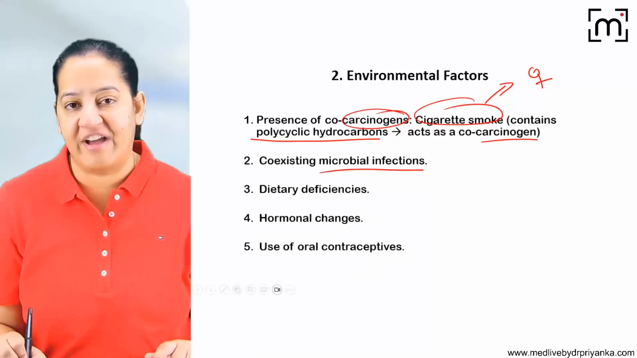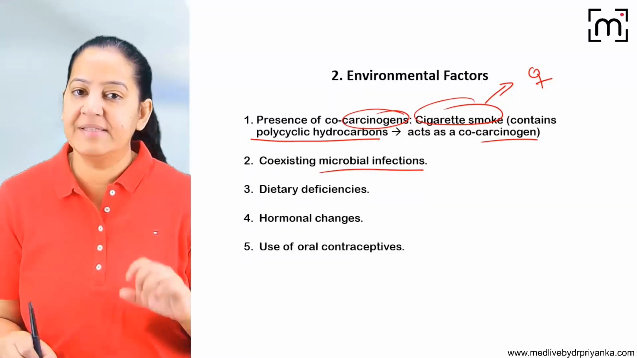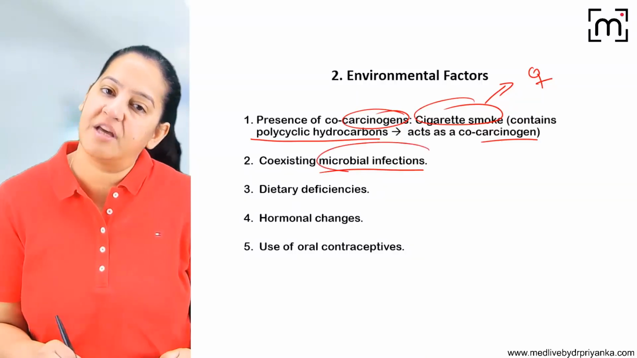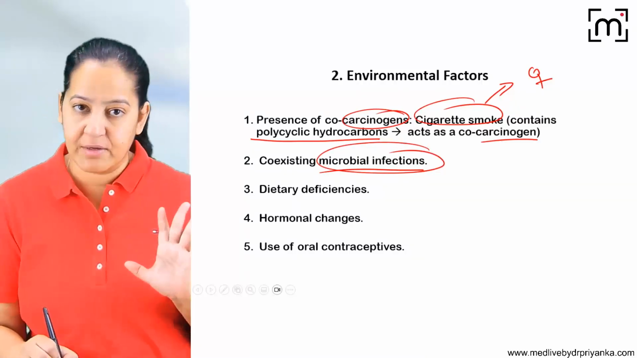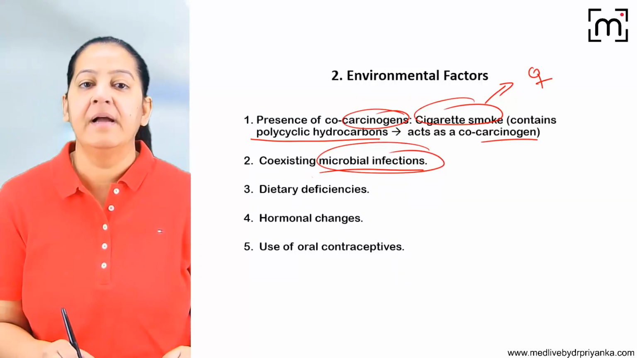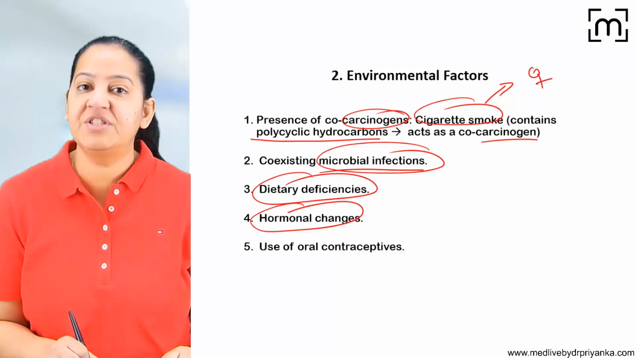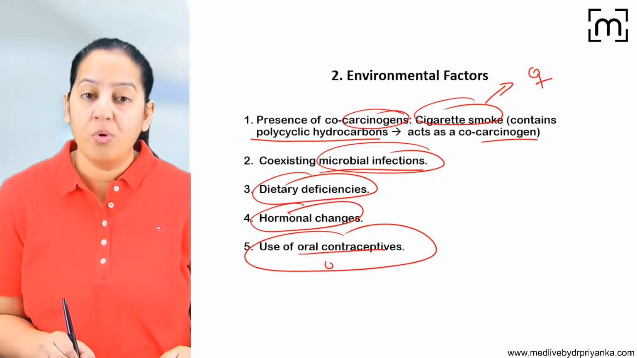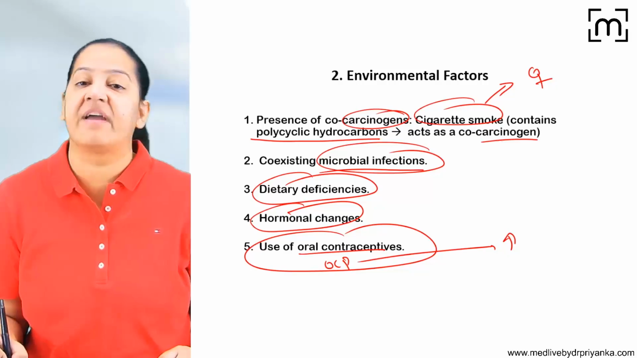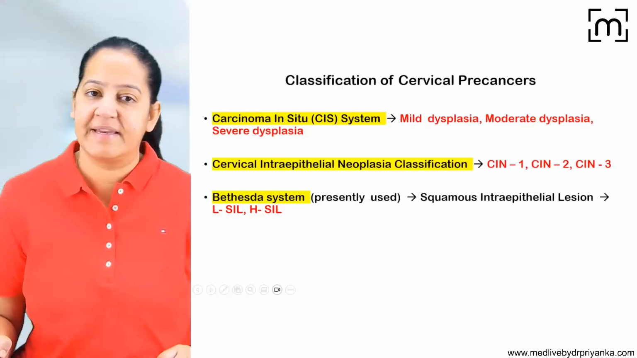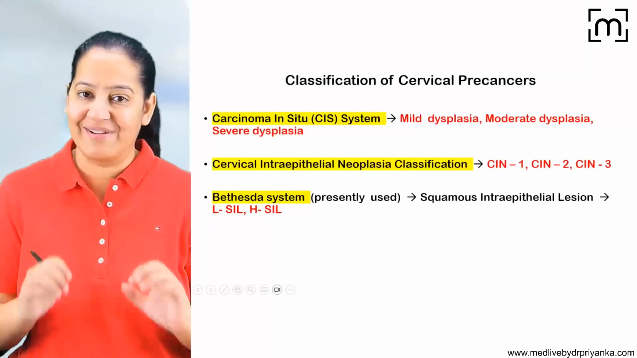Coexistence of microbial infection. So if the female has HPV infection along with another microbial infection, she is at high risk of developing cervical precancer. Dietary deficiencies, hormonal changes, and use of OCP also matter. OCP increases the risk of cervical precancers and cancers. So we have seen the risk factors.